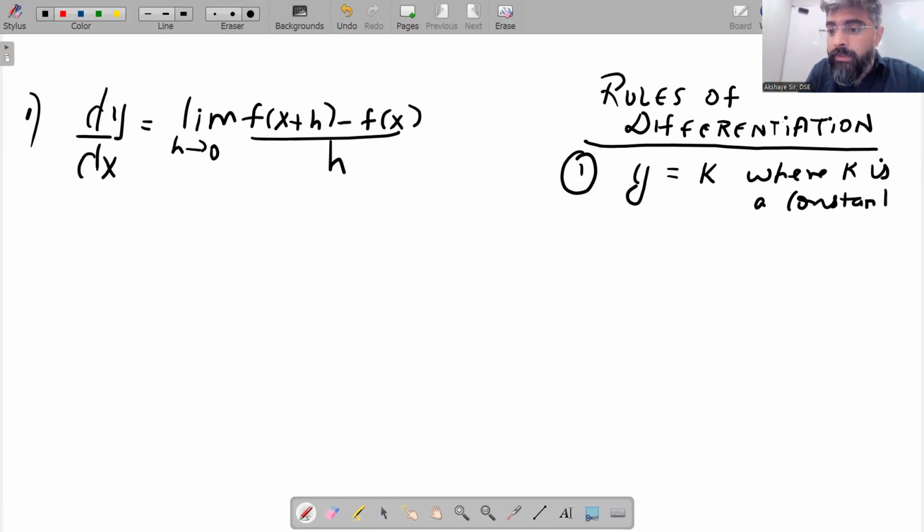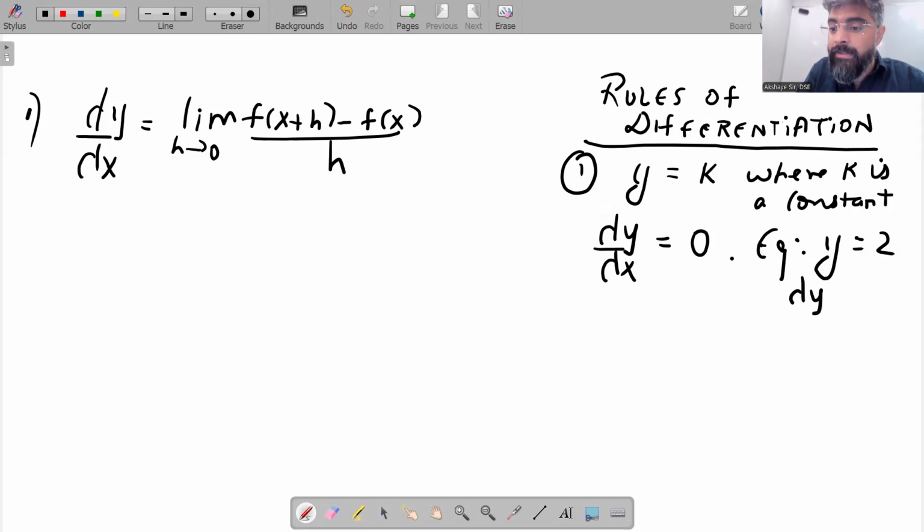Where k is a constant, what will dy by dx be? That will simply be 0, because k is a constant, it's not changing. There is no rate of change in it. It's a constant, and constants do not change by definition. So that means dy by dx is 0. Example, if I say that y is equal to 2, dy by dx is 0.